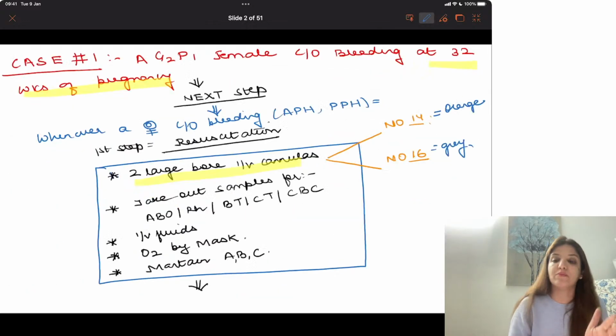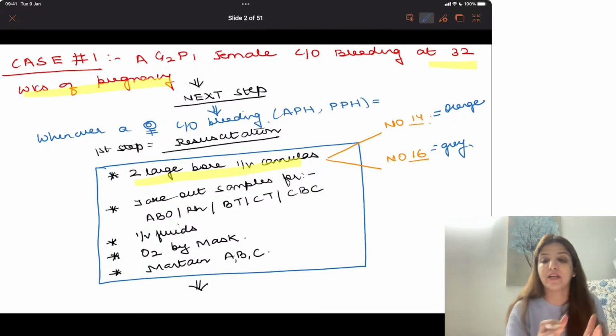That's very, very important. Right, now this is the way you are going to manage if a question comes that a female has come to you with antepartum hemorrhage. Antepartum hemorrhage is any bleeding which is happening beyond 28 weeks of pregnancy.